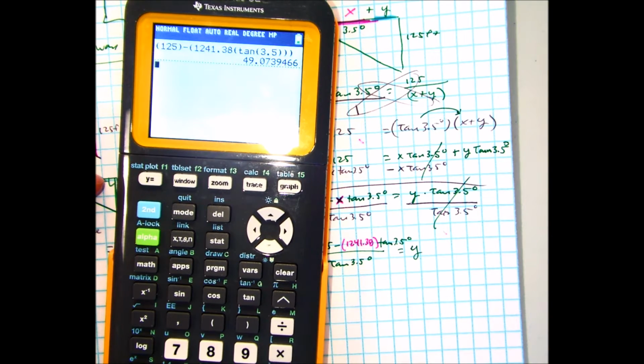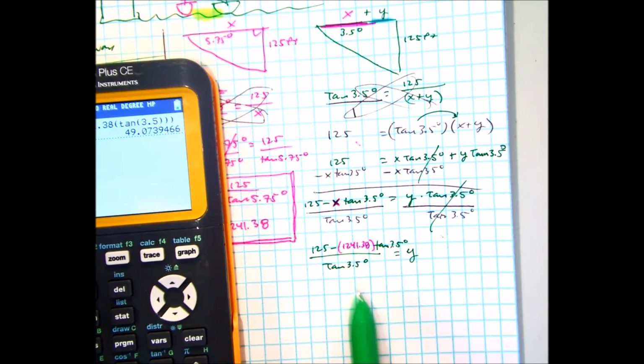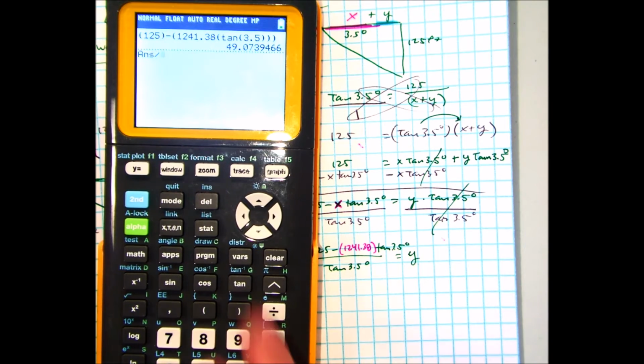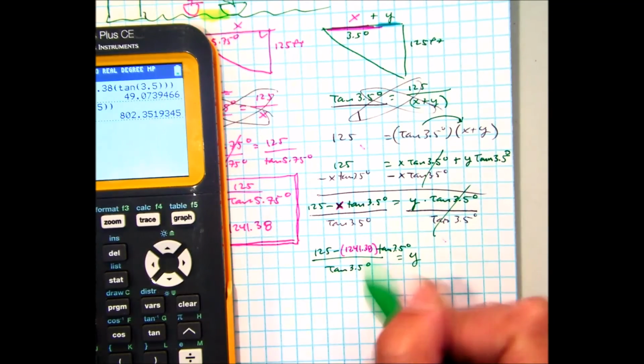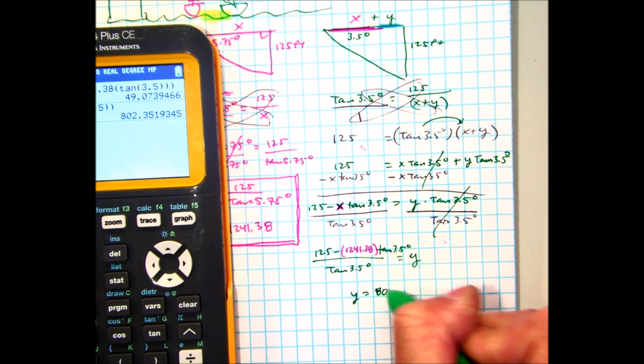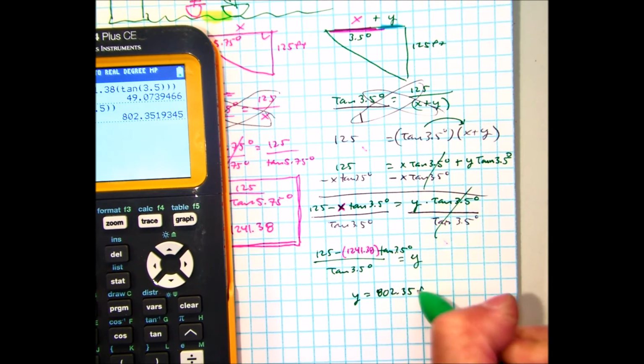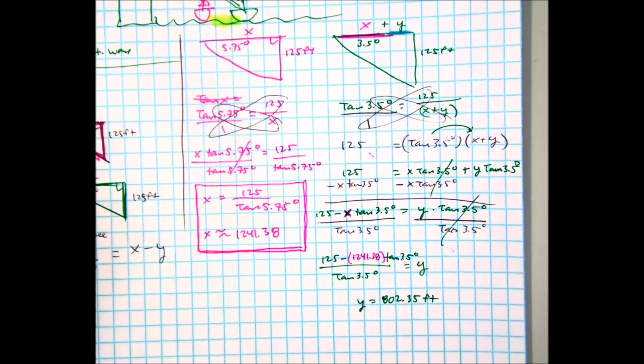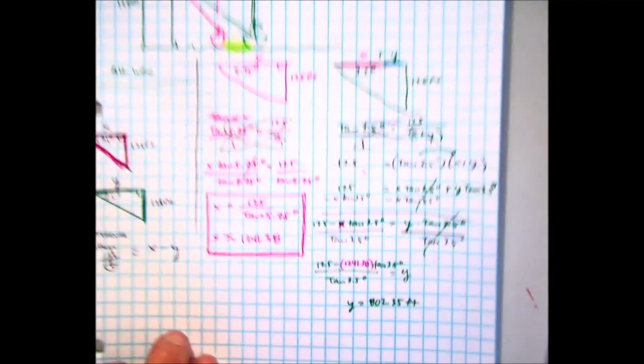Is my answer 49? No. I'm going to have to divide my answer by tangent 3.5. So just press divide, and your answer will pop up there. Parentheses, tangent 3.5 degrees. And we get 802.35. Raise your hand if you got 802.35. So satisfying after a big problem like this, huh?